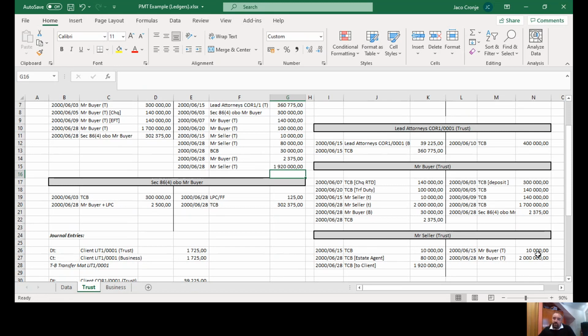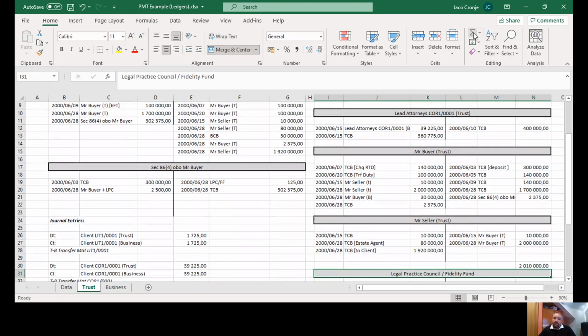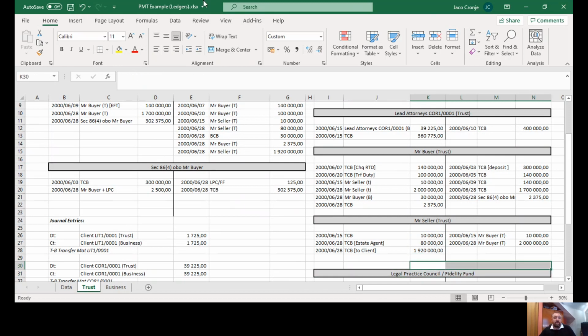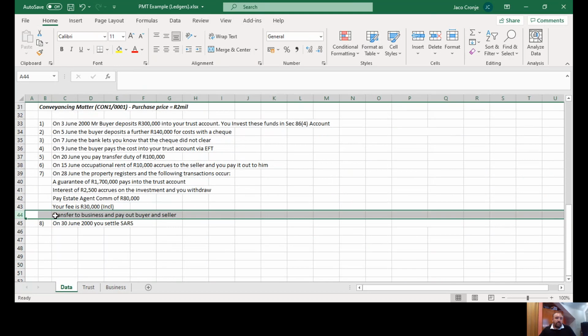You check what he's got left as a credit, and you enter a bank transaction to take that credit out. And after you've done that, just summarize the accounts again. Just make sure you balance so we don't owe him anything. Okay, so if we go back to our data, you transfer to business, we pay out the buyer, we pay out the seller. So we've taken our fees, we've accrued for the VAT on it, we've shown the value of the work that we've done, we've paid out the buyer whatever we owe him, and we've paid out the seller his balance of purchase price.